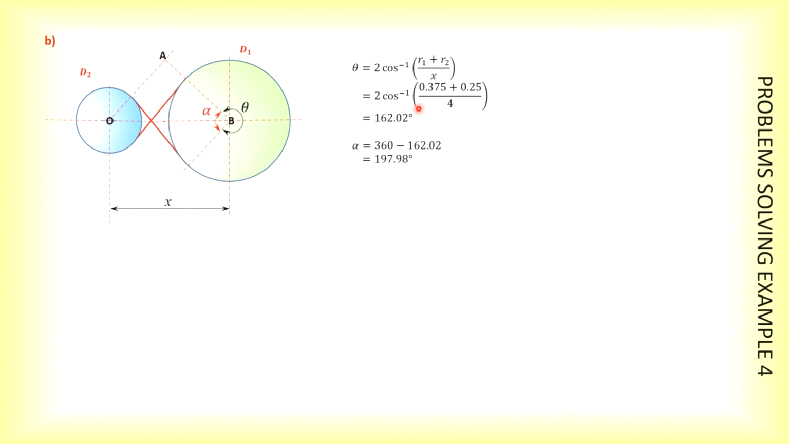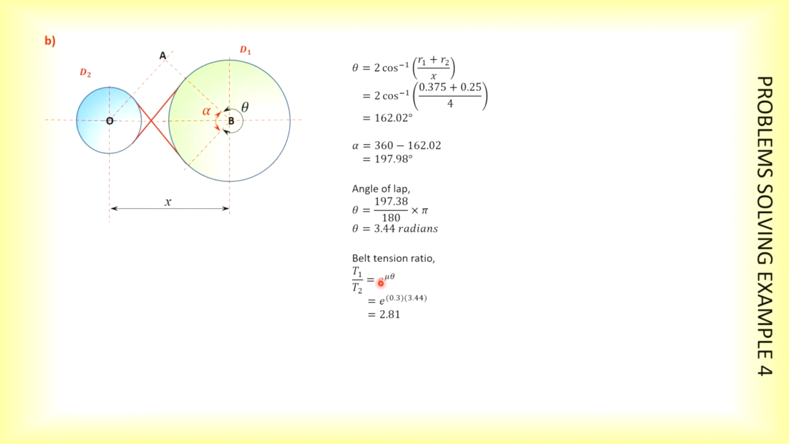So with R1 and R2, you get 162.02. That should be here. To find this angle here, you should take 360 minus this angle, so you will get your angle of lap: 3.44 radians. Based on this value, you find your angle of lap, 3.44 radians. It's a little bit confusing here with the symbols.